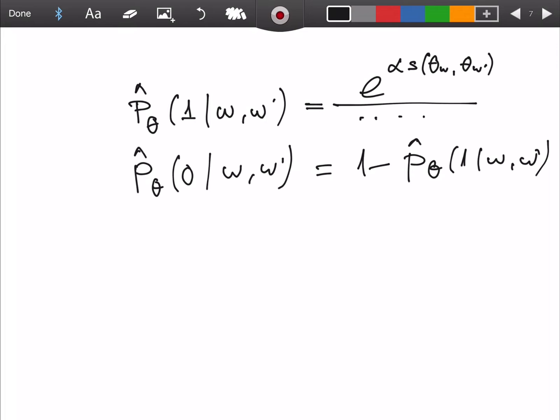And I'm not writing what is in the denominator here. You just sum these two quantities up, and you normalize, right? So we just get the correct probability. So what we typically formulate for this metric learning problem is the triplet loss.